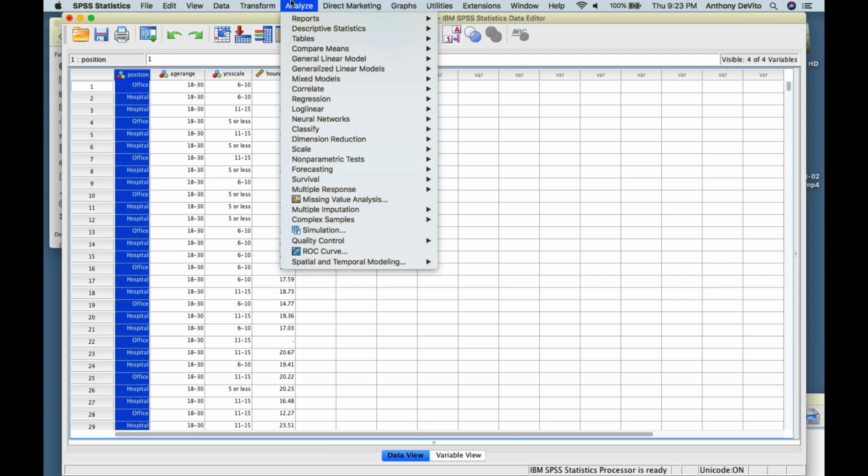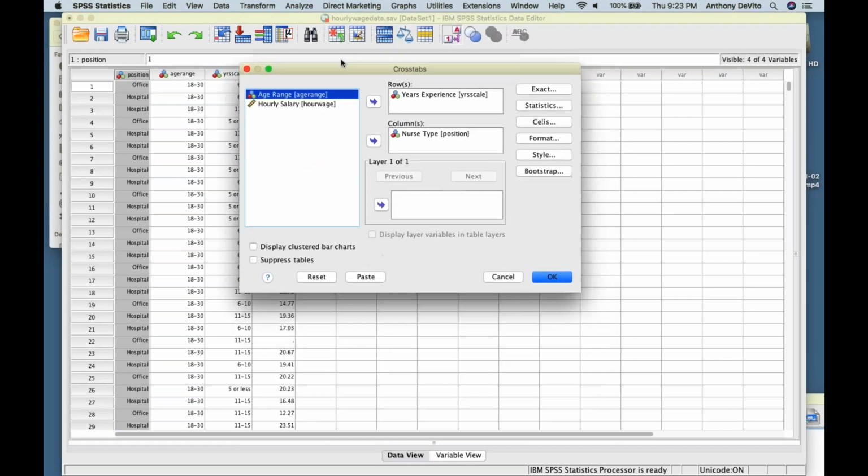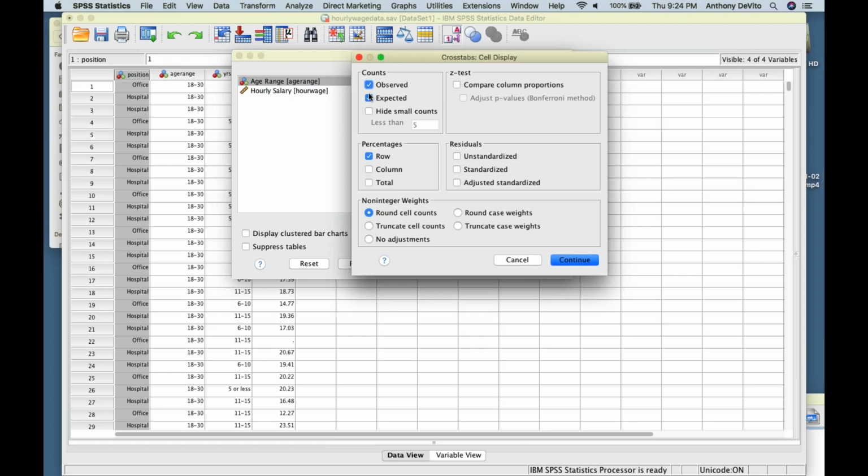So let's go to Analyze, Descriptive Statistics, Crosstabs. This time it should work. Okay, and in my rows, I'm going to put the years of experience. And in the columns, I'm going to put the type of nursing that they do. So we can get a look at the rate at which nurses in a certain age range work in an office or a hospital. In my cells, I'm going to leave observed values, just so I can check I don't get any funky results like I just did.